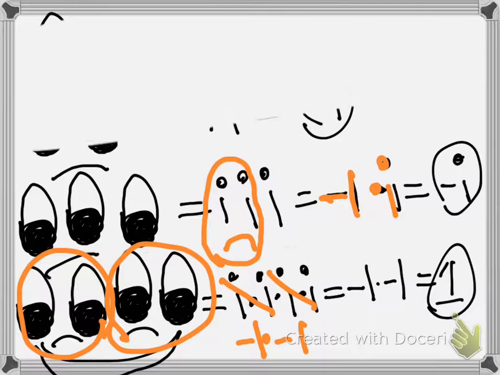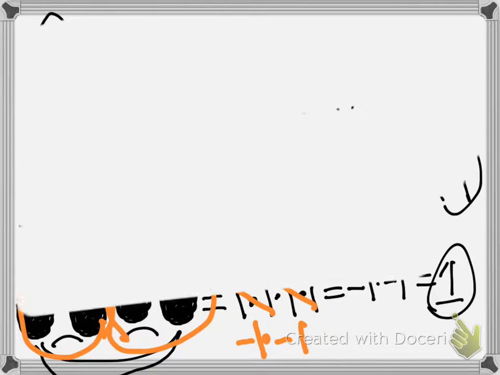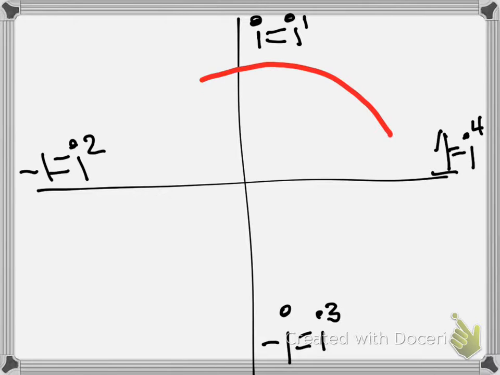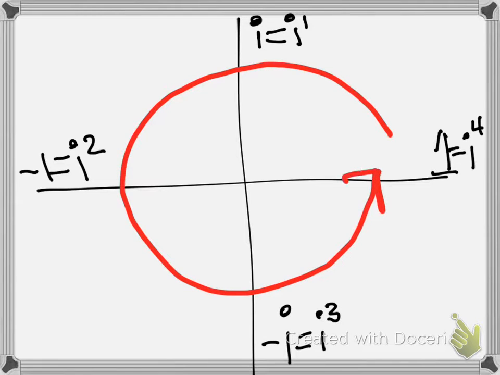So in the next slide, we're going to make as if it were graph paper, and we're going to say that we have an x-axis and a y-axis. So we could say i is just i. i squared is going to be left, it's going to be negative 1. i cubed is going to be negative i. And i to the fourth is going to be 1. And it continues in this pattern, in a circle.